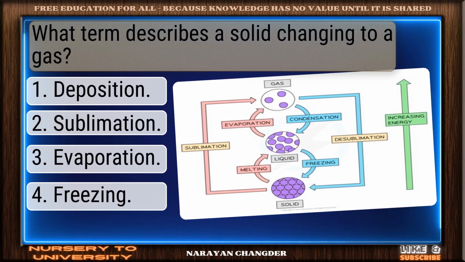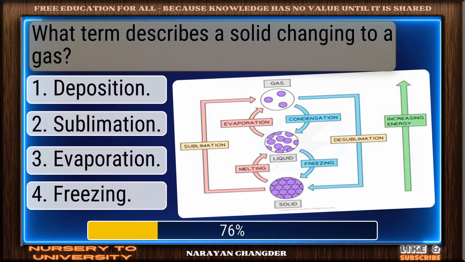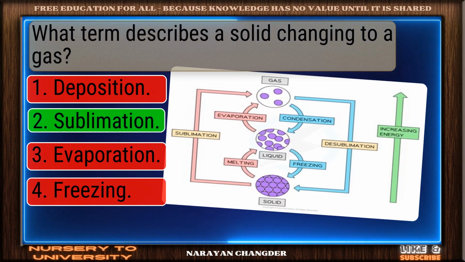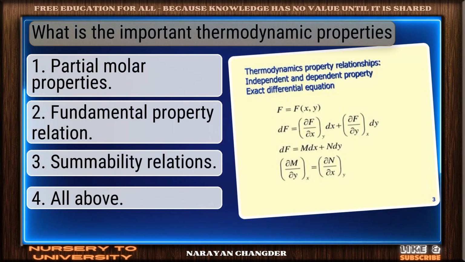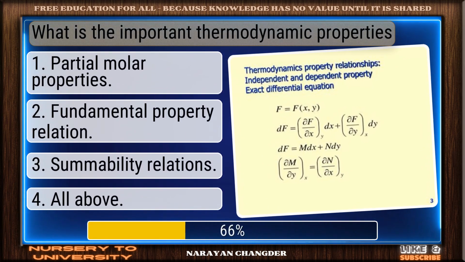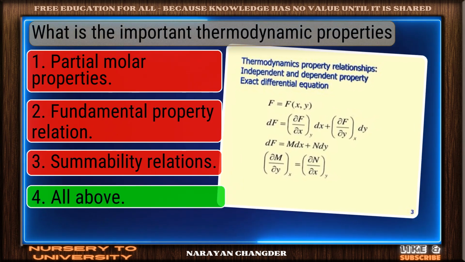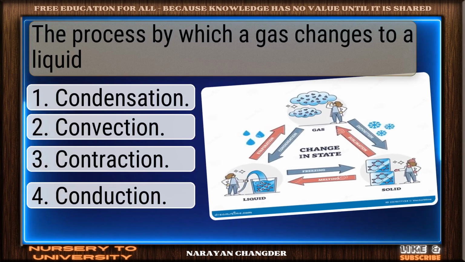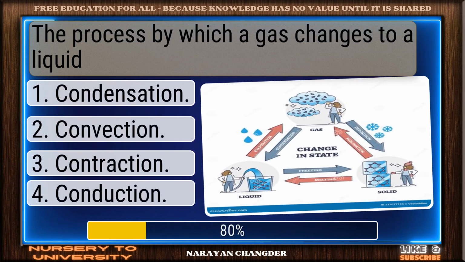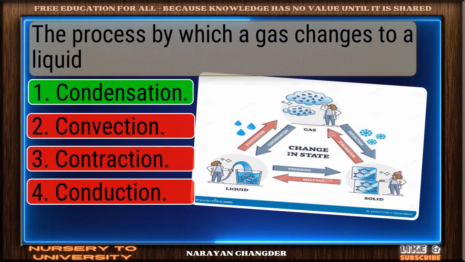What term describes a solid changing to a gas? Nice selection. Sublimation is the correct and valid answer. What is the important thermodynamic properties? Great thinking. All above is the right choice. The process by which a gas changes to a liquid. Good job. Your answer condensation works well here.